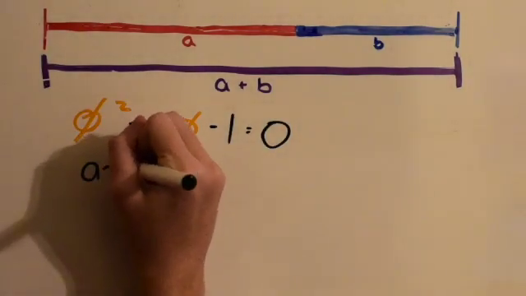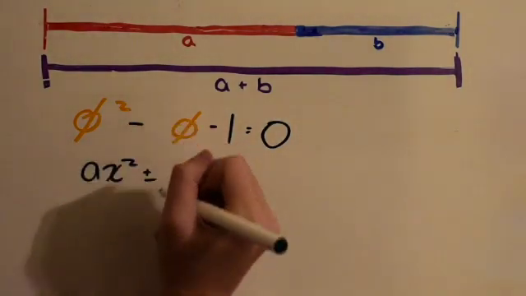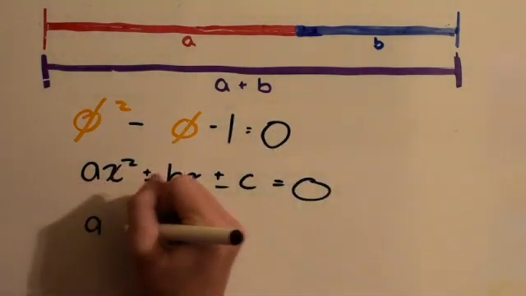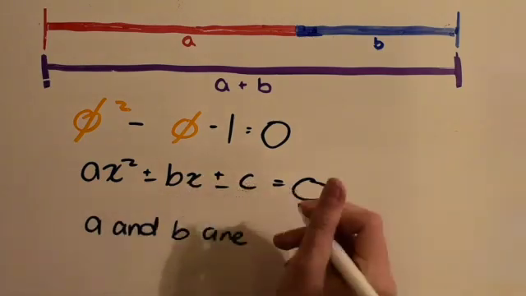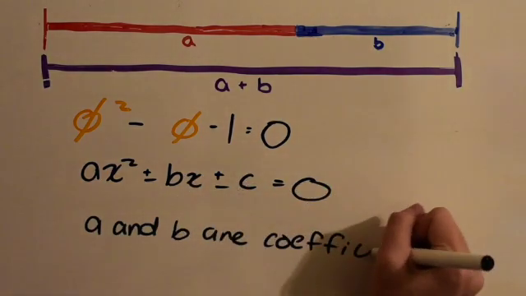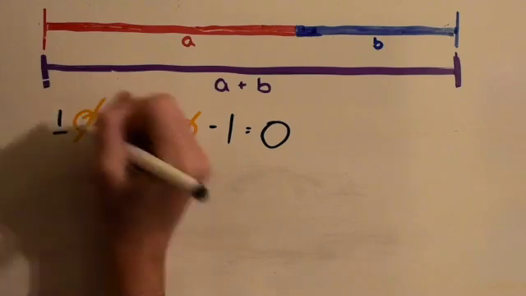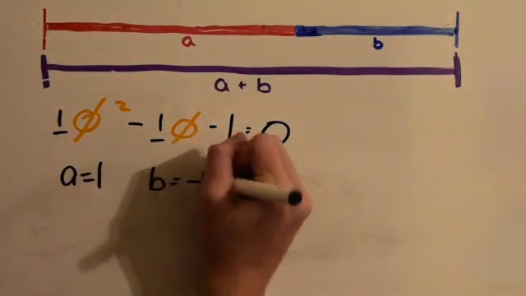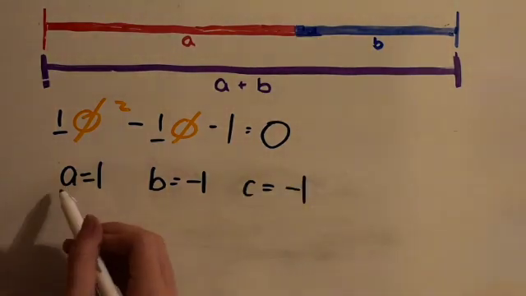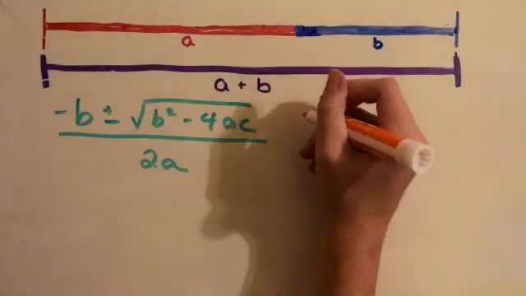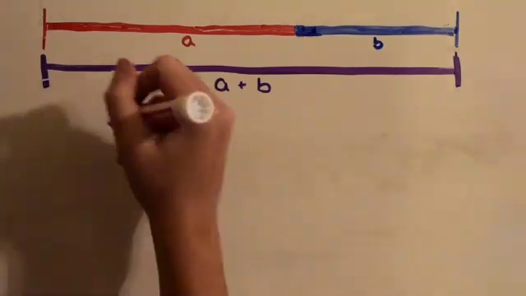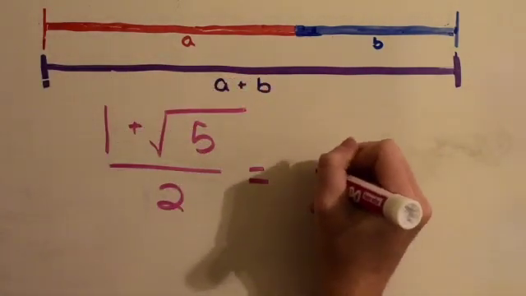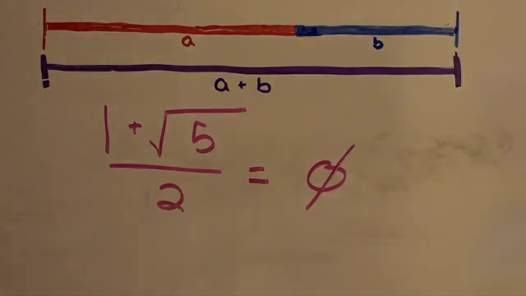If we take a look at our parent quadratic equation, we see that a times x squared plus or minus bx plus or minus c is equal to 0. And we know that a and b are coefficients of x, which are in this case phi. And since there is an assumed 1 in front of every variable and number, we know that a equals 1, b equals -1, and c equals -1. So, using these new values, we can plug them into the quadratic formula, which yields 1 plus the square root of 5 over 2, which is also equal to phi.